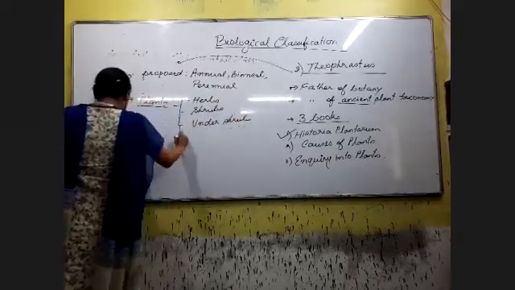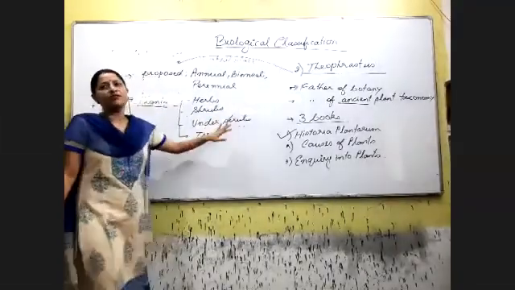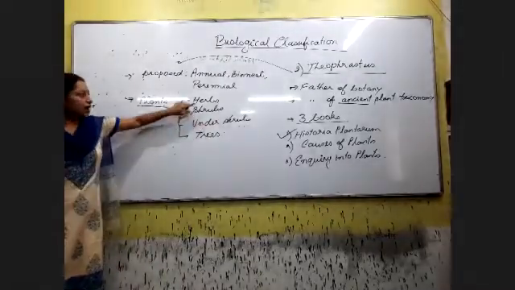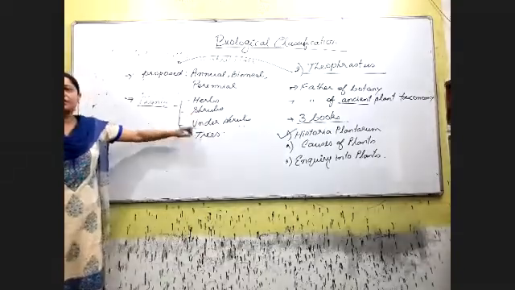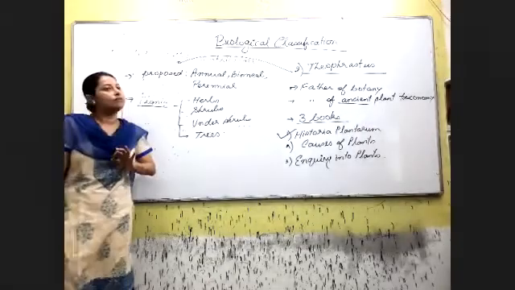Herbs, shrubs, undershrubs, and trees. Again, not a very important point to be remembered, but to point out one question: herbs, shrubs, undershrubs, and trees. He has divided the plant kingdom into 4 categories. Aristotle has divided the plant group into 3 categories. This is all that you remember.